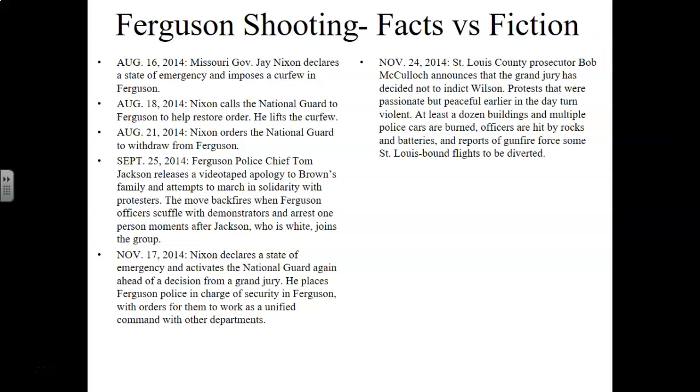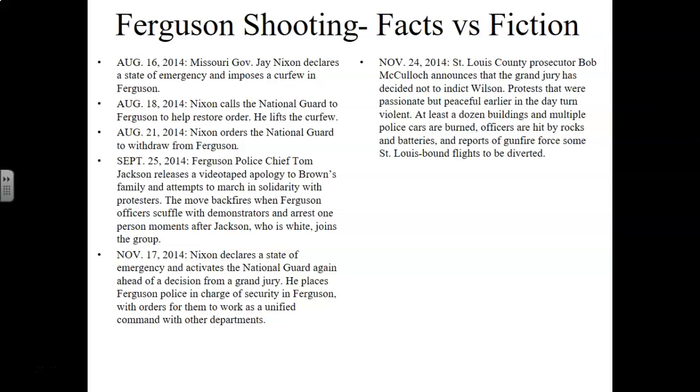Protests that were passionate but peaceful early in the day turned violent. At least a dozen buildings and multiple police cars are burned. Officers are hit by rocks and batteries, and reports of gunfire forced some St. Louis flights to be diverted. And basically, we have another 3 days or so of rioting once again.